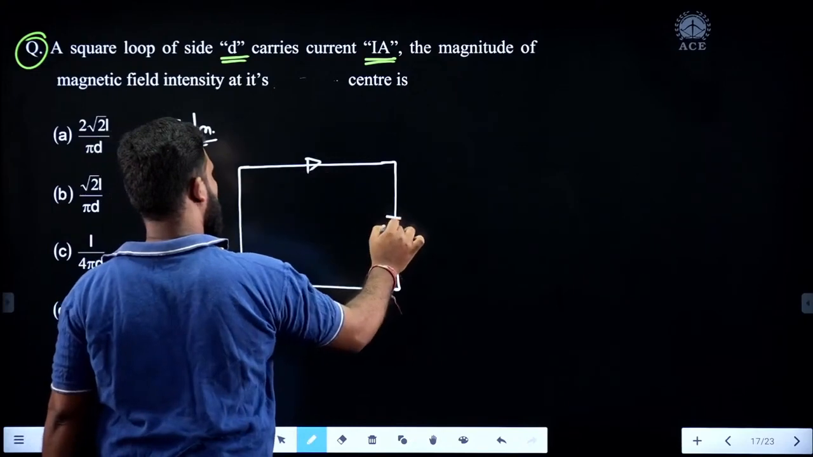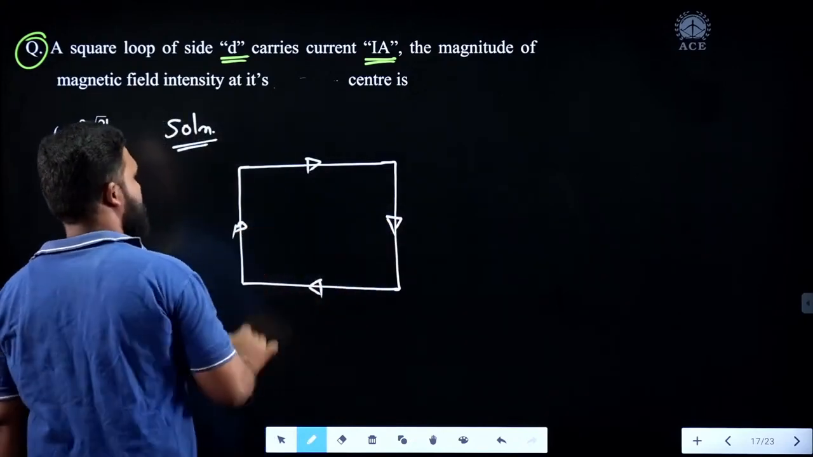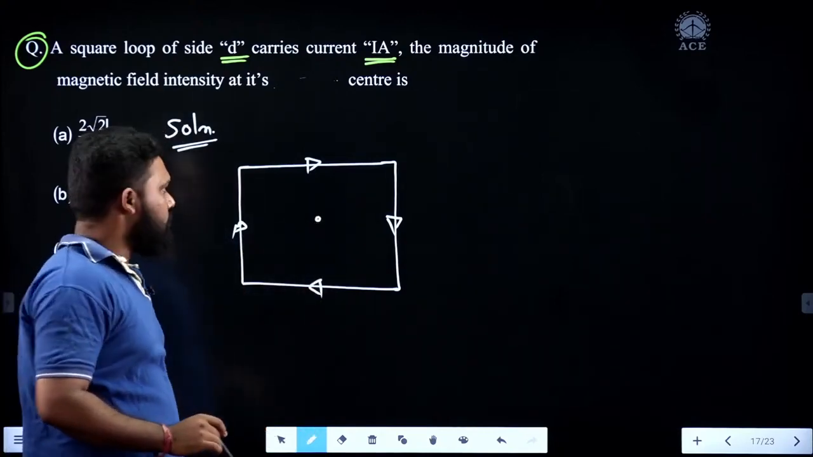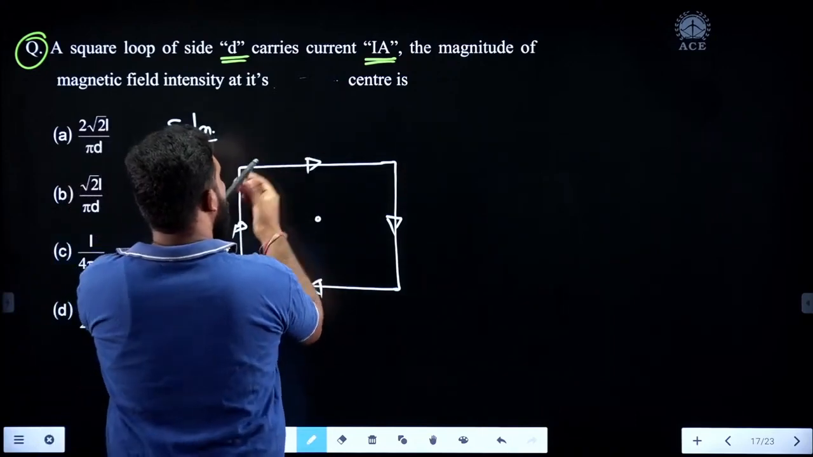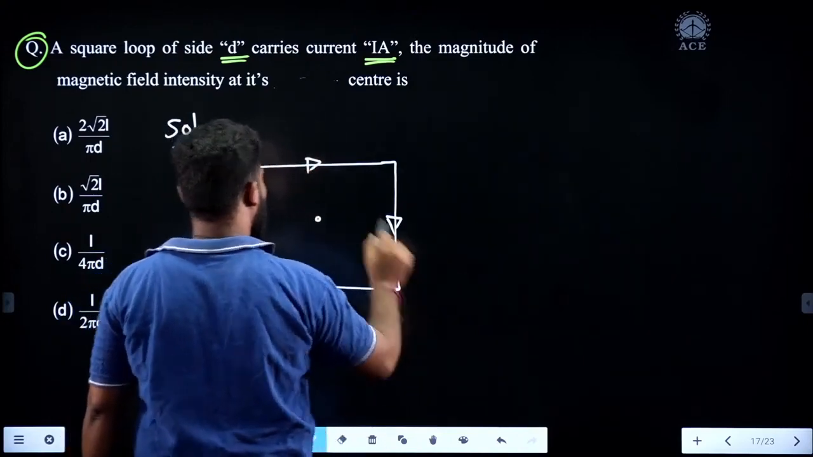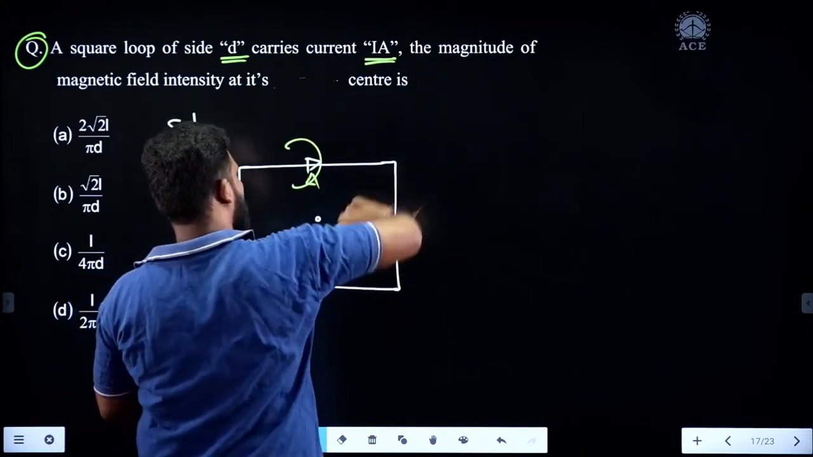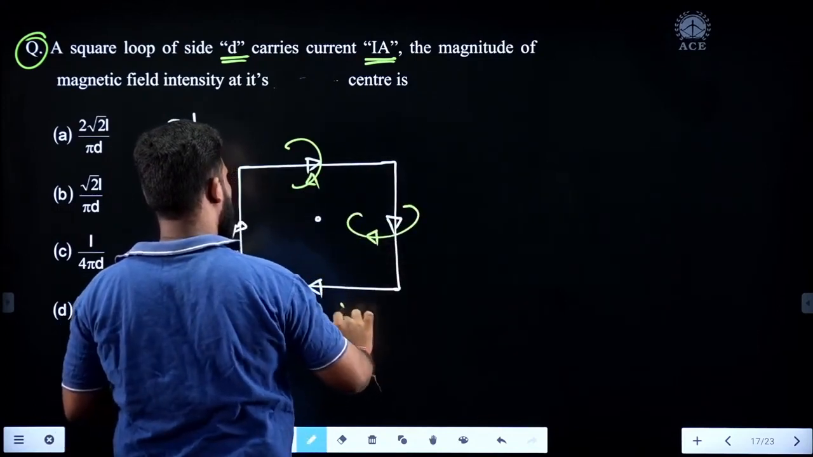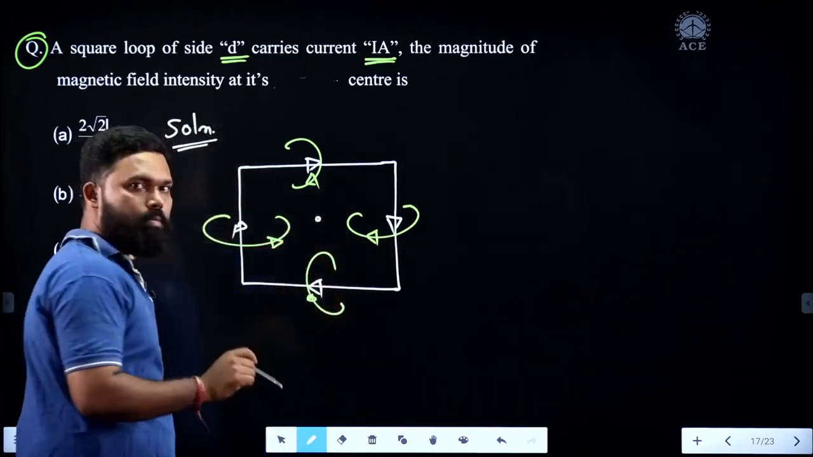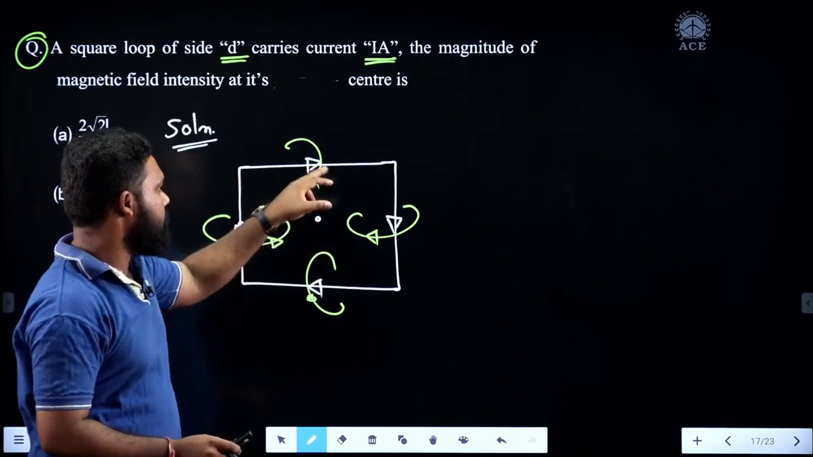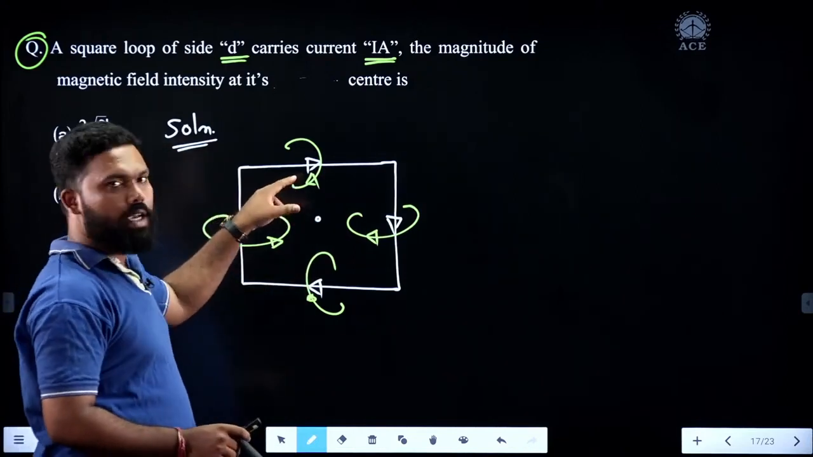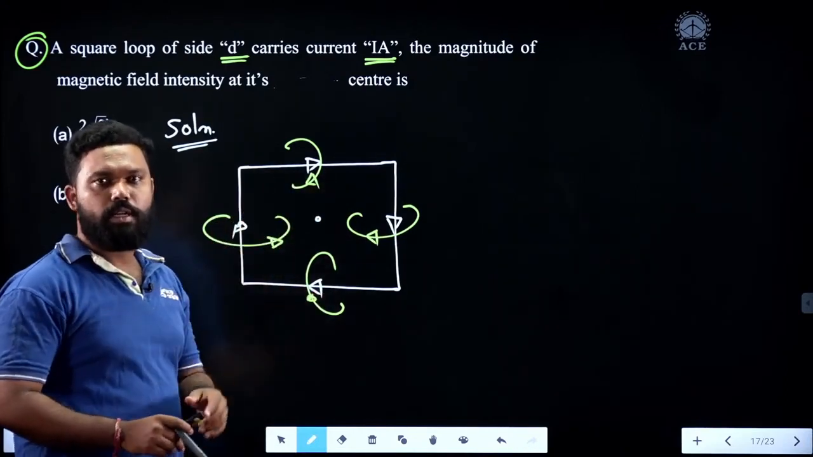Current is flowing like this. He is asking what the magnetic field at the center is. If I put my thumb like this, my fingers show the magnetic field direction like this. Here also, if I put my thumb like this, the direction is like this, here like this, here like this. So what is happening here? The magnetic field is getting added up. The field here is due to this section plus this section plus this section plus this section. Instead of that, you can find the magnetic field due to only one section and multiply with the number 4.